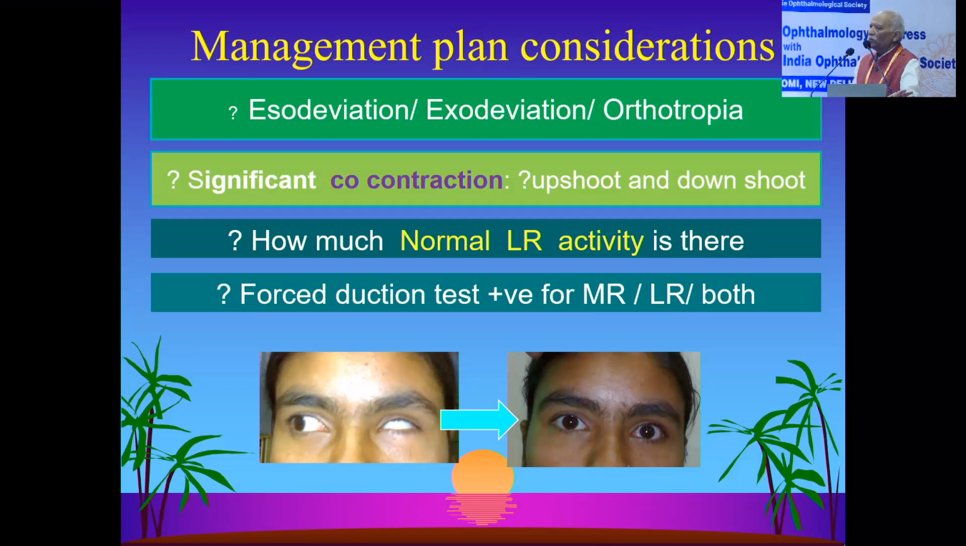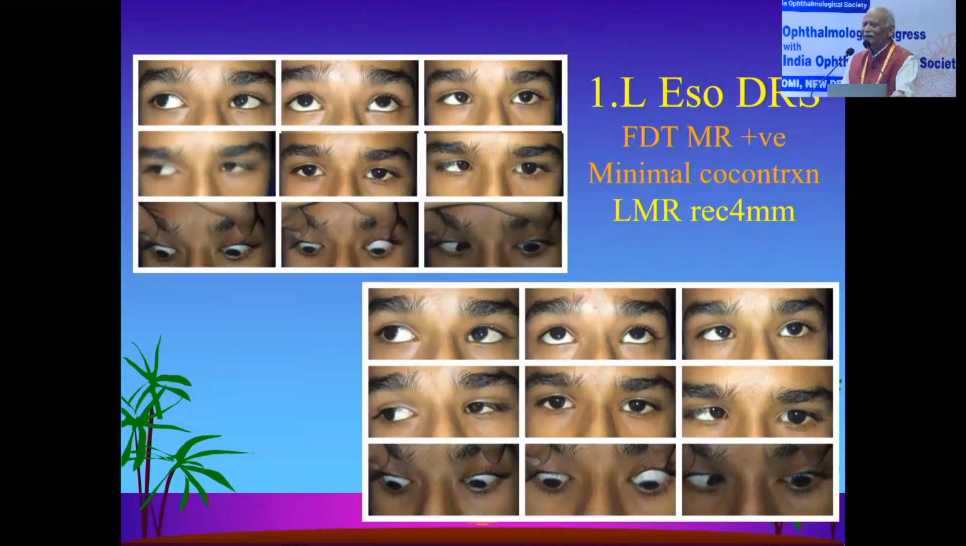How much is the normal LR activity? Now this is particularly seen in exo-DRS cases. It will change our management. And finally, force duction test both for MR and LR. So these are the 4 points which I have sort of taken the gist out of a wonderful article in Rosenbaum's book by the great Jampolsky. And that chapter will take many months to read and understand. But if you can summarize, I think these are the 4 points which I got. These have to be kept in mind.